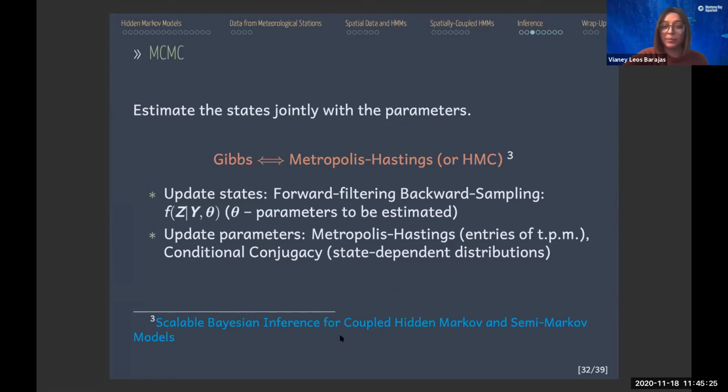There's a great paper, Scalable Bayesian Inference for Coupled Hidden Markov Models, that just came out last year. It could have been earlier this year as well. My timeline is a bit off. It talks about how to do inference for coupled hidden Markov models. And hopefully this will also be a reason that we start using coupled hidden Markov models a bit more in statistics.